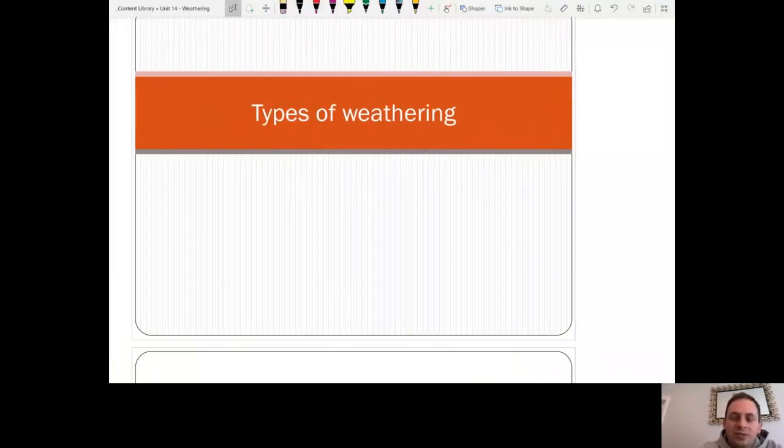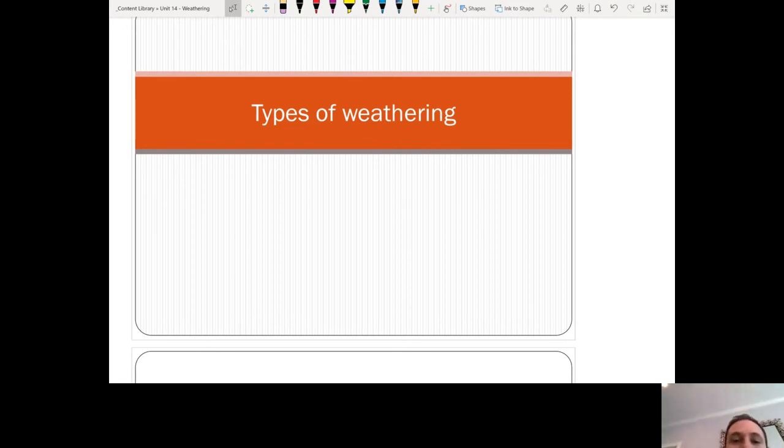Good morning, everybody. Today I'm going to go over the PowerPoint on weathering, which is found on page 125 to 128 in your note packet. Okay, the different types of weathering here. Now, weathering has that word weather in it, so they both kind of go hand in hand, right? The weather outside is going to affect the weathering of the rocks.